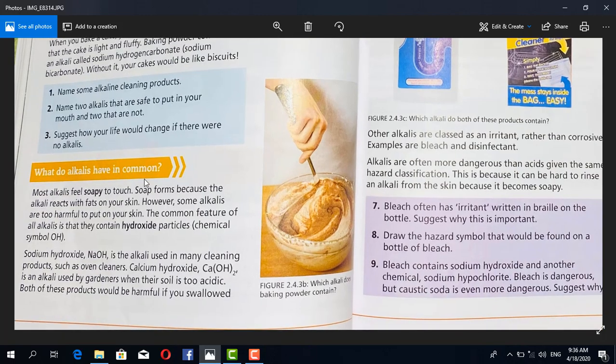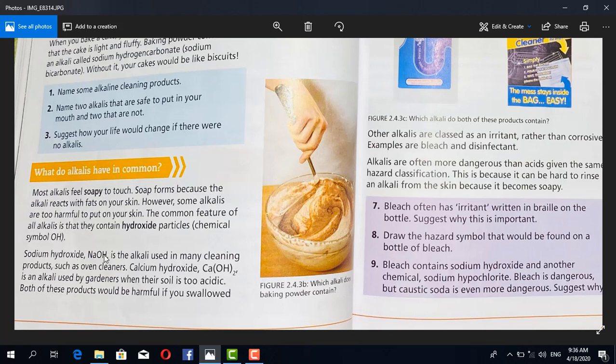What do alkalis have in common? Previously, we said that what acids have in common, when it comes to properties, is hydrogen. Meanwhile, alkalis have the OH or hydroxide group. So how do you differentiate the alkali from the acid? The acid has hydrogen, meanwhile the alkali has hydroxide.